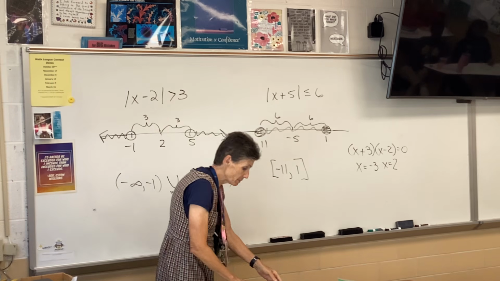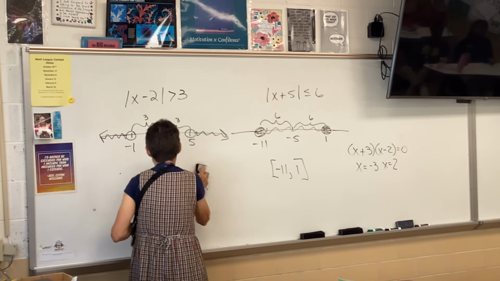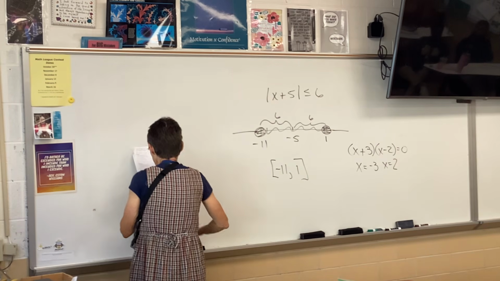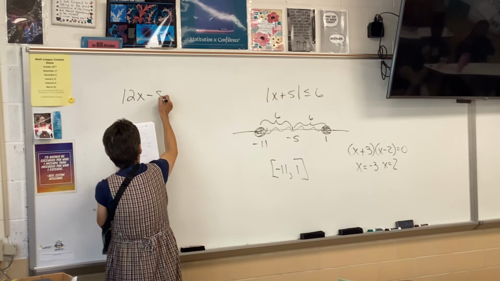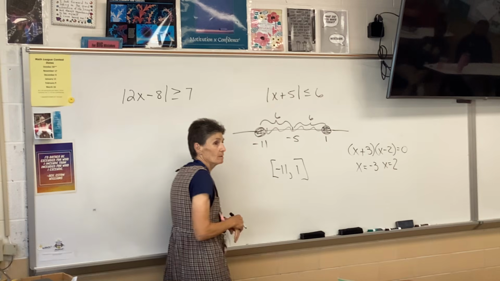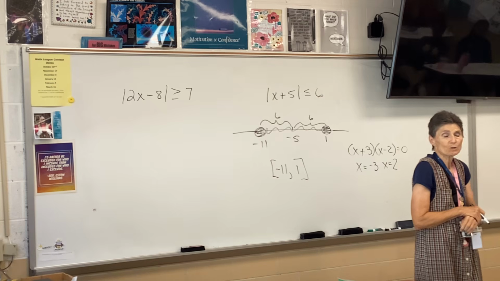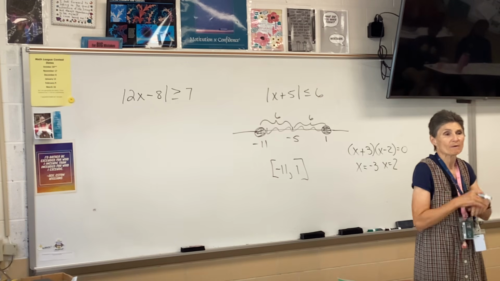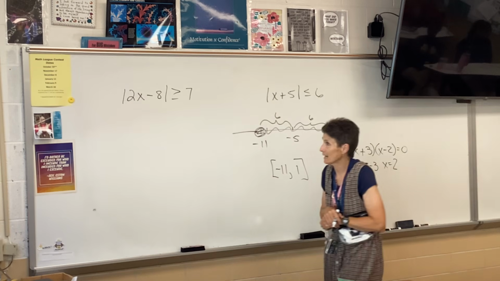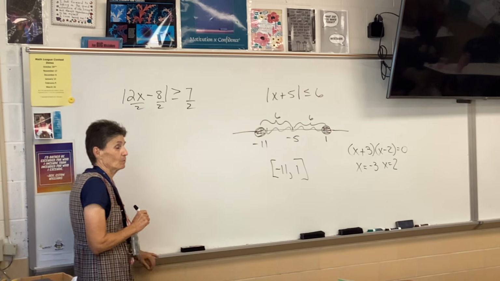What is a little bit different about C? We have a number in front of the X. Guess what? That number cannot be there. Do you have any idea what we might do? What would you do with it if it was a regular equation? Pretend the absolute value weren't there. What would you do? Divide? That's what we're going to do. We're going to divide everything by 2.